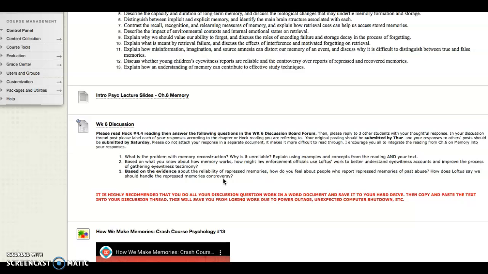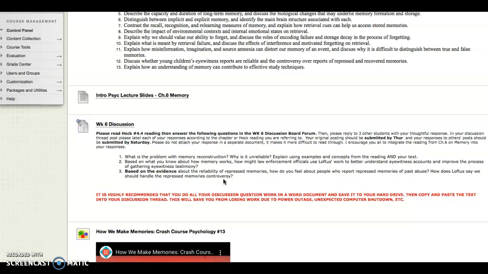So for the discussion, you're going to be looking at what is the problem of memory reconstruction, what is going on in the brain when we reconstruct a memory for an event, why is it unreliable. You'll want to use examples and concepts from the reading and from your textbook.